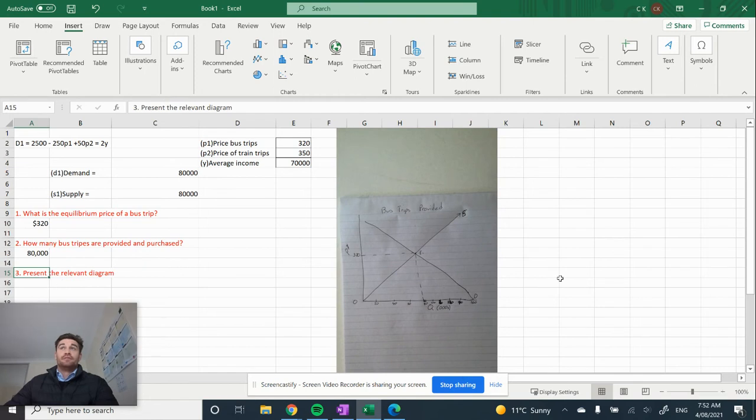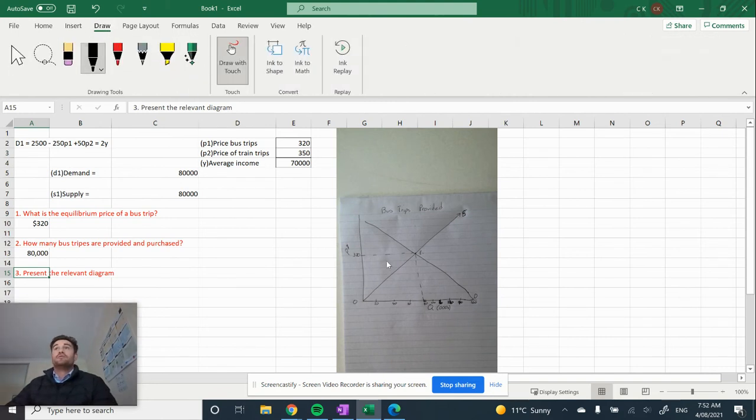The relevant diagram is this. That's what it looks like. I'd probably redraw that to try and make it a little bit nicer. I stuffed my numbers up a little bit along there, but hopefully that makes sense as to what it's going through there. Number 4 was a bit harder, and it's calculate the producer surplus for the bus trips provided.